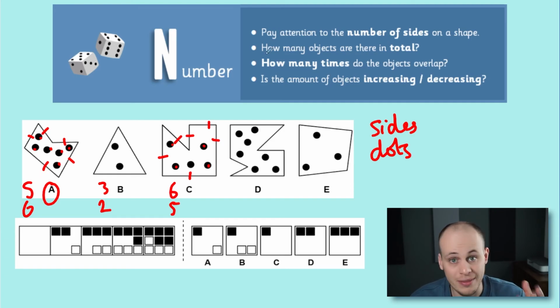What else can we look at and think about? Well, how many objects are there in total? That might be important. How many times do the objects overlap? That's a really big one. I wish I'd put in a question to show you that, but I haven't got one of those. But sometimes that's important, like the amount of times they overlap might be the key to unlocking the answer. And finally, is the amount of objects increasing or decreasing, like in this last question here?